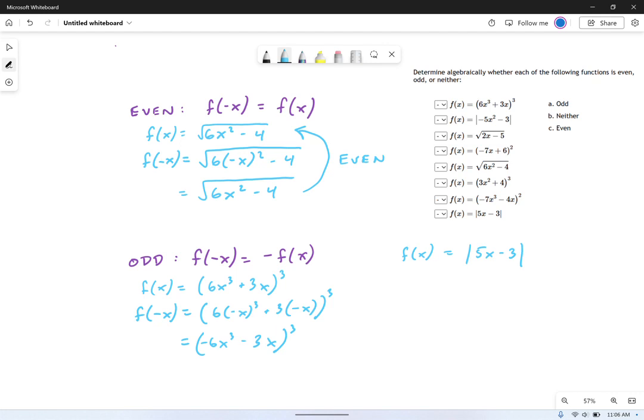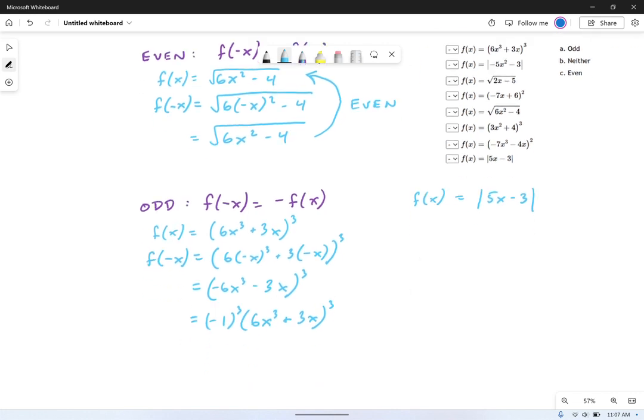Now, honestly, this would be really complicated. So instead, I'm going to use a little algebra trick right here and factor out a negative 1. The negative 1 factors out. I have to cube the negative 1. And what's left behind is 6x cubed plus 3x, still cubed itself. So take a moment to convince yourself of that step I did right there. I factored out a negative 1 cubed. And then when I keep going with this algebra, what I get is negative 6x cubed plus 3x all cubed, which is exactly the opposite of that original one. So this guy is odd right here.